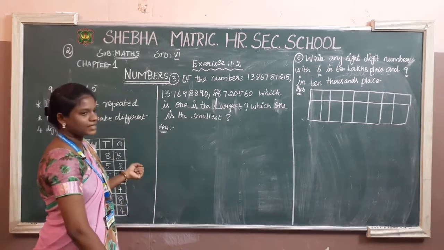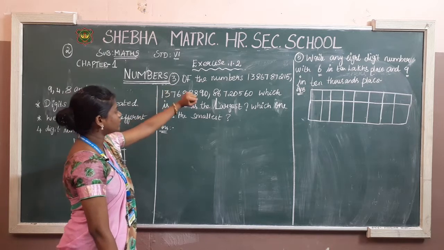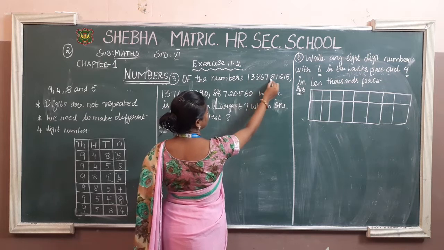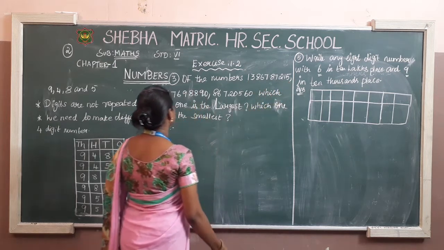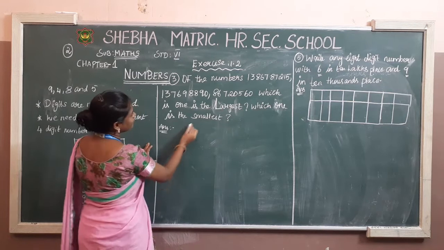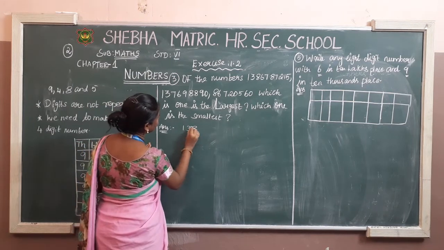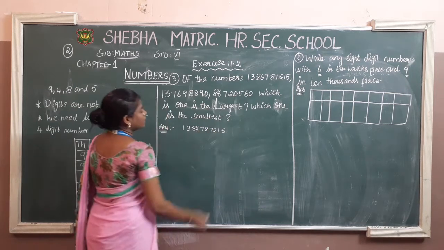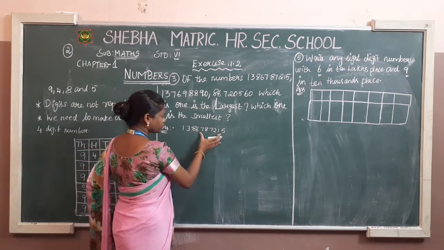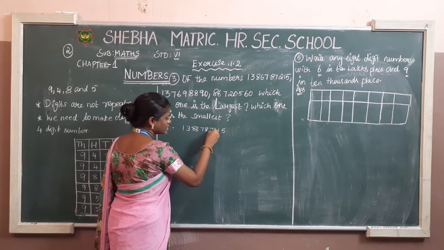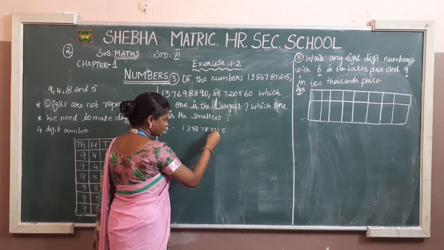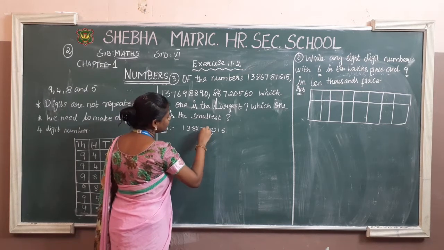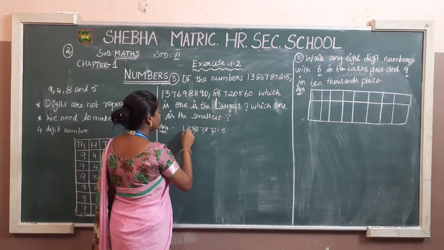Next, exercise 1.2, third sum of the numbers. How many digits are there? 1, 2, 3, 4, 5, 6, 7, 8, 9, 10. 10-digit numbers. So we can write the number first: 1, 3, 8, 6, 7, 8, 7, 2, 1, 5. Next we put commas. In the Indian number system, 3 digits first, then 2 places, then a comma, another 2 places, then a comma, then 1 place, then a comma.